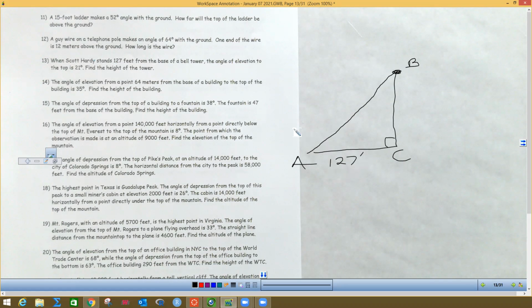The angle of elevation. Which angle is the angle of elevation, A or B? A. This is 21 degrees. Find the height of the tower. Do I need to do more than that now? Can you finish that? SOH or TOA? So, TOA. X is opposite, 127 is adjacent.